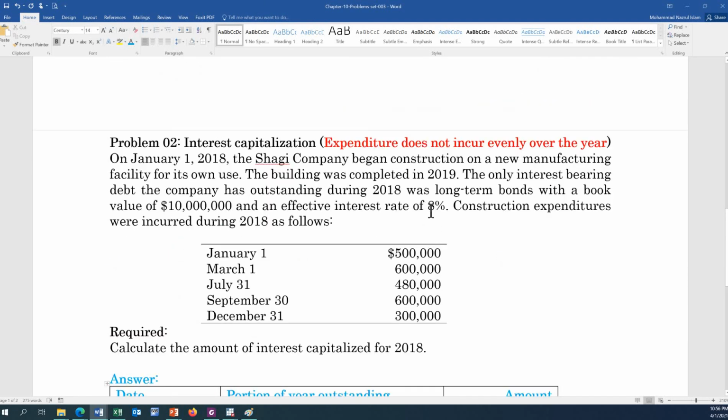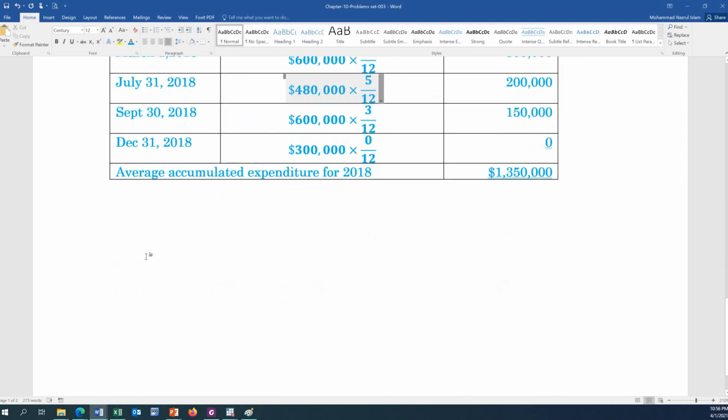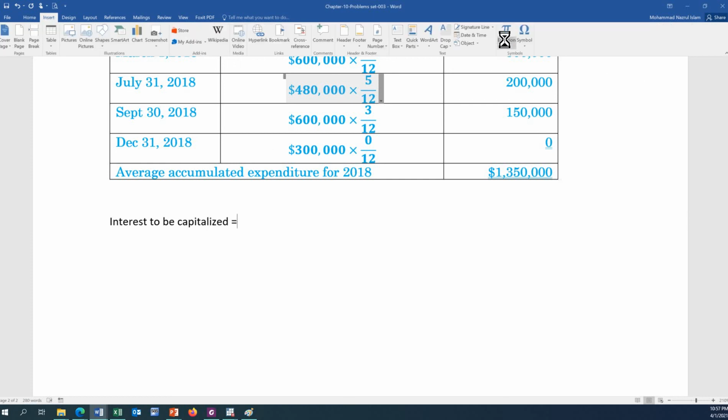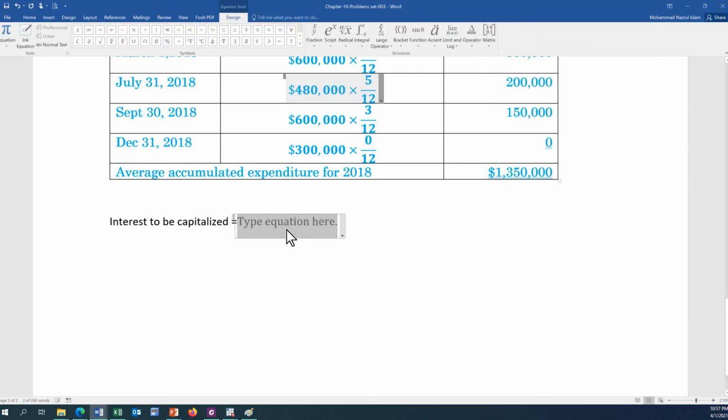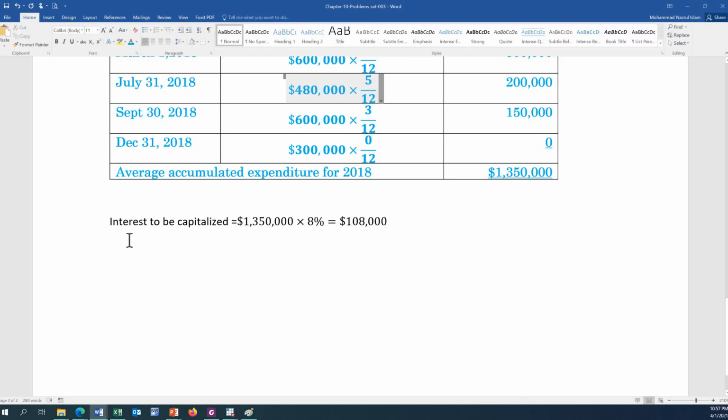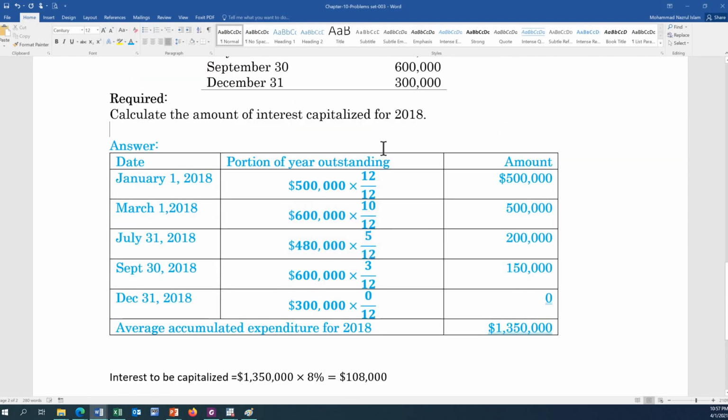Now let's see what they are saying. They are saying that the rate of interest was 8%, the flat interest rate. So what we do: interest to be capitalized is equal to 1,350,000, and the rate of interest is 8%, so it's going to be 108,000. So this is the interest to be capitalized in 2018.